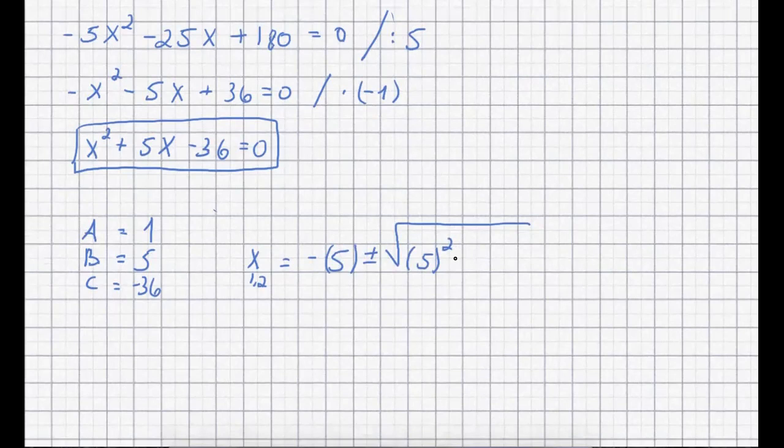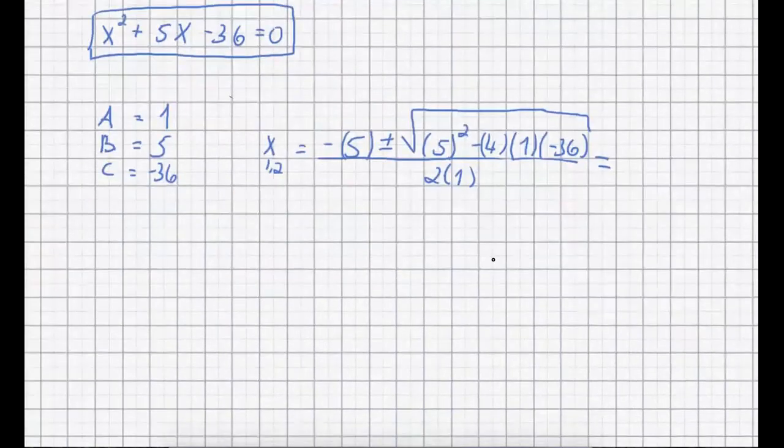Then minus 4, also in brackets. And then times 1. And then times minus 36. Yes, in brackets too. Everything in brackets. Divided by 2 times 1. 2, brackets 1. Okay? Yeah.